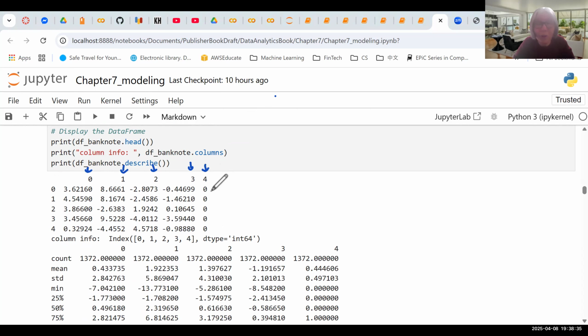If you take a look at the complete data set, basically the last column is Y, and the first four columns are X. And the total number of samples we have is 1372.